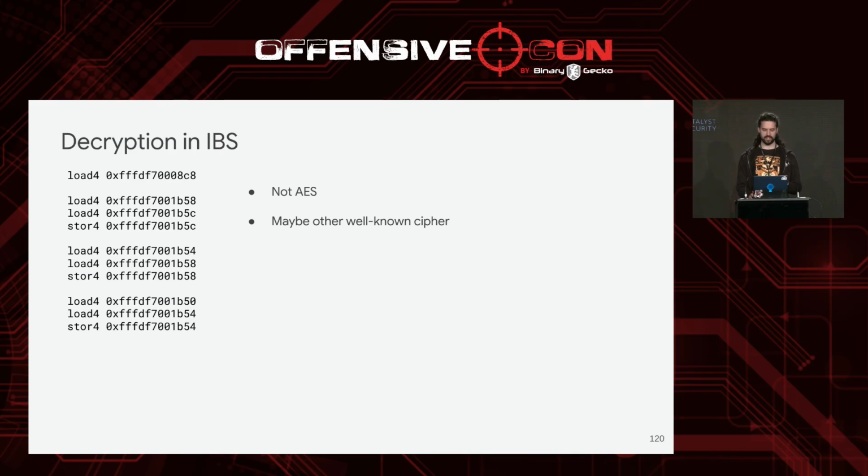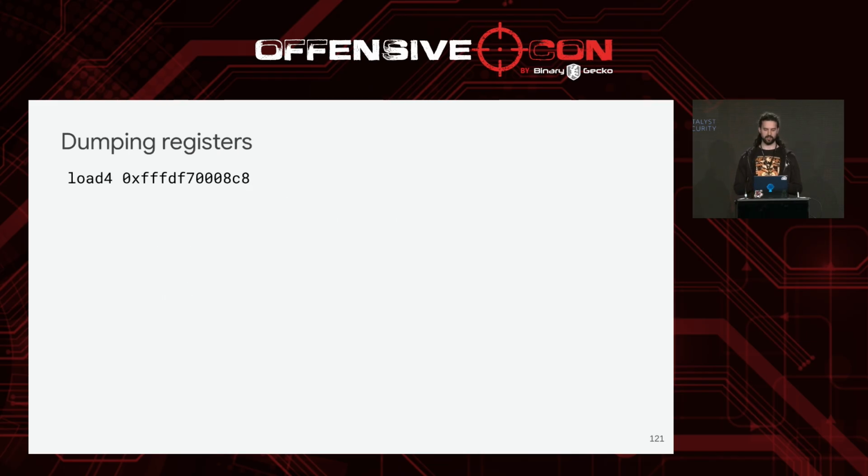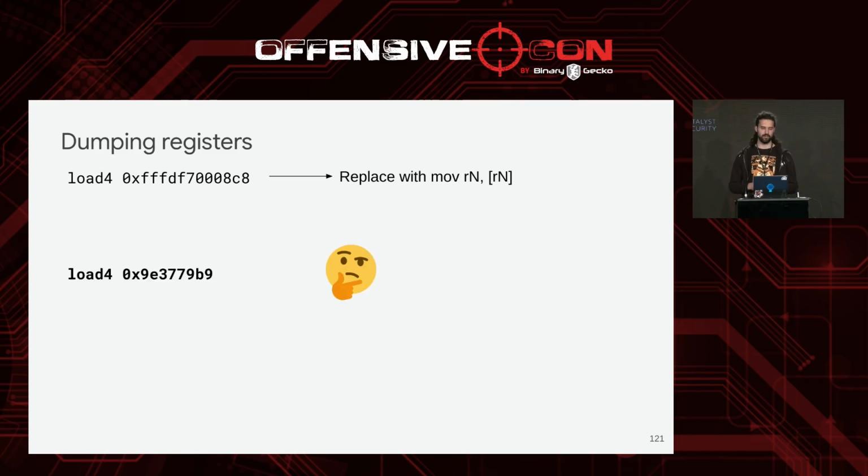So what we did is that we identified the part where the decryption starts and then tried to dump the values from all the registers to see if they contain some interesting constant that would give us any clue as to what algorithm this is. So we did the same thing as we did before. We replaced the first instruction using a microcode patch with something that just loads from the register so that its value appears in the IBS trace. And then after a while, after we tried all the registers, we got this constant. I mean, that looks interesting, right?